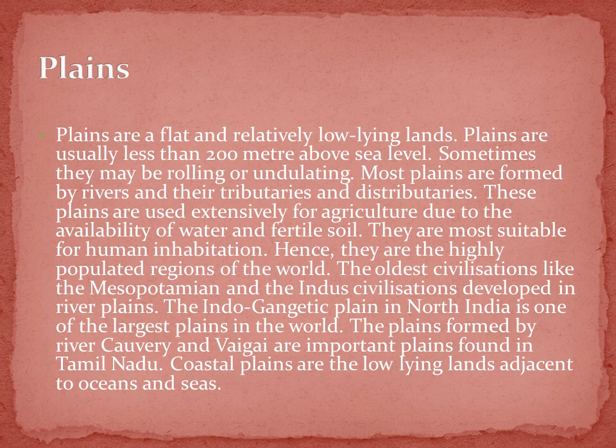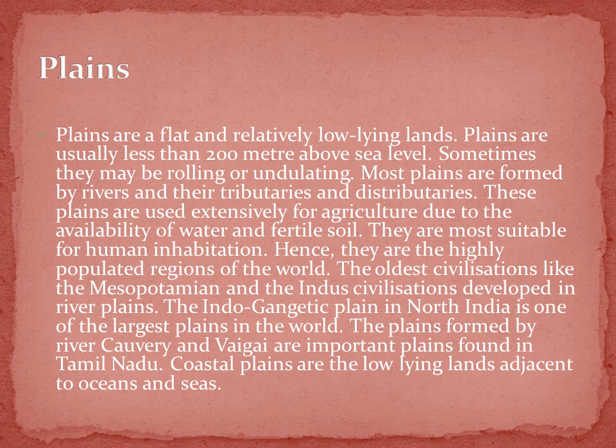Plains are usually less than 200 meters above sea level. Sometimes they may be rolling or undulating. Most plains are formed by rivers and their tributaries and distributaries. These plains are used extensively for agriculture due to the availability of water and fertile soil. They are most suitable for human inhabitation. Hence, they are the highly populated regions of the world.